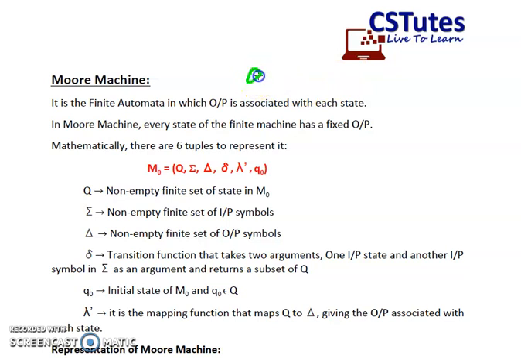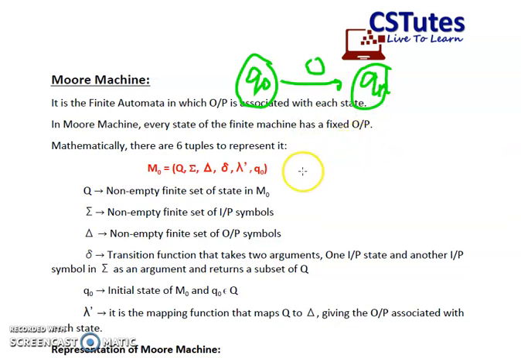So in case of DFA, suppose we are on the state Q0 and we read an input symbol 0. Then we will move to the state Q1. Now, in this case, there was no output associated with any of the states. But in case of a Mealy machine, let's say we are on the state Q0. Then with the state Q0, there is some output associated. For example, let's take A as the output associated with the state Q0.